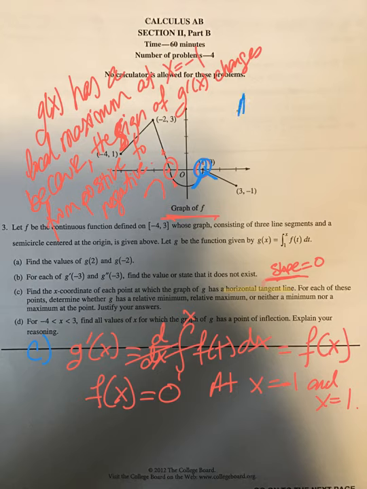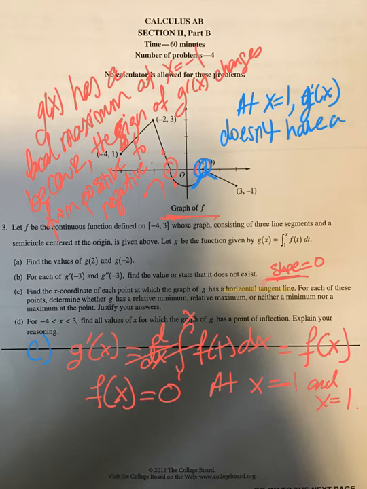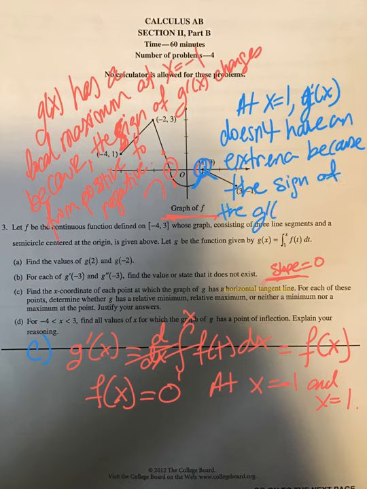So you could say at x equals +1, g of x does not have an extrema, because the sign of the derivative, g prime of x, this is g of x by the way, didn't change. Boom. One sentence, no pronouns, explaining all of it.